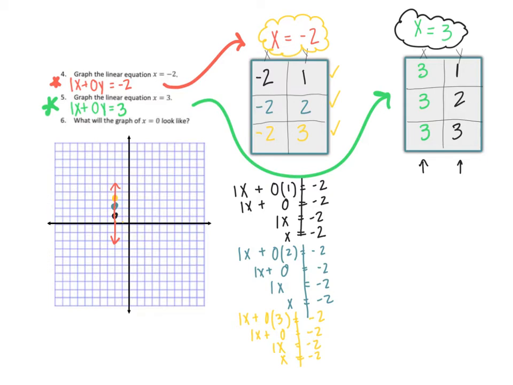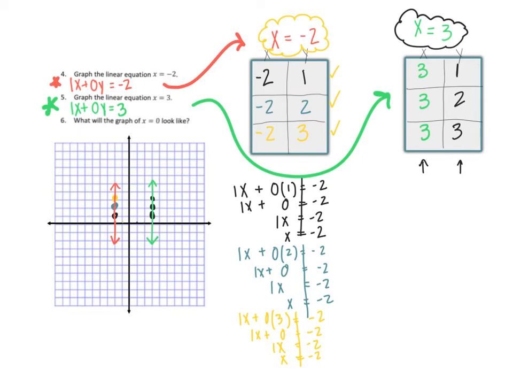I didn't even have to do any math for this because I'm starting to understand this rule. So I'm going to graph this. I'm going to go over 3, up 1. Over 3, up 2. Over 3, up 3. So this line is going to fall right here.